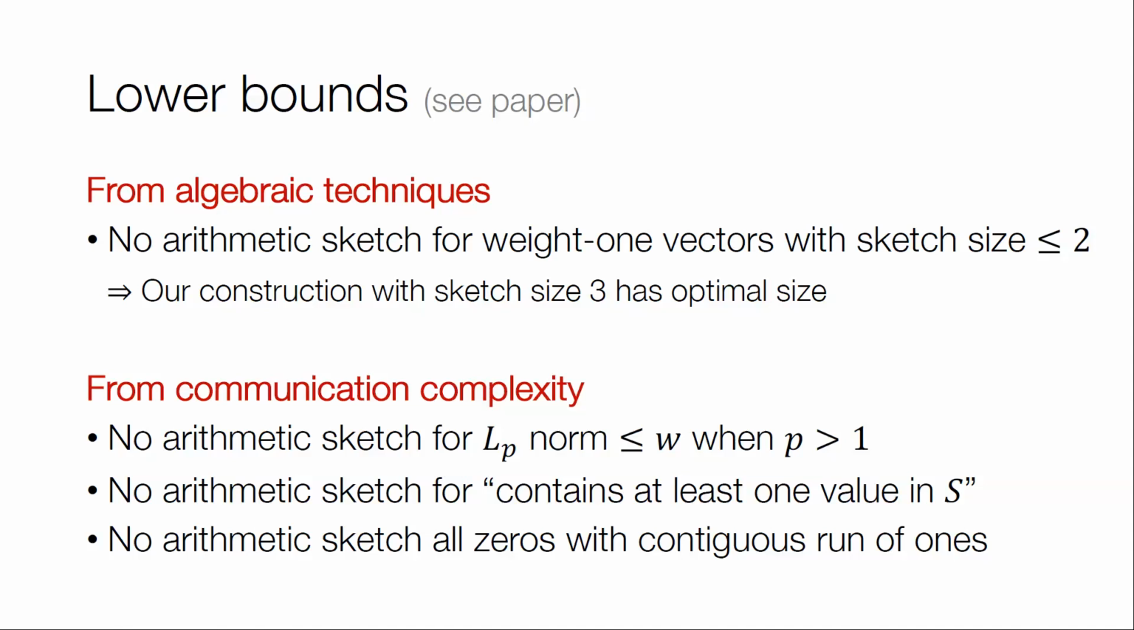The second kind of lower bound is from communication complexity, where we can rule out any arithmetic sketching scheme for certain languages. So for example, the language of vectors that have at least one value in a certain set S, there is no arithmetic sketch for that language. Or all zeros with a run of ones somewhere. There's also no sketch for that language. So yeah, it's kind of nice. Once you have this information theoretic abstraction, it's easier to reason about what's possible and what's not possible.